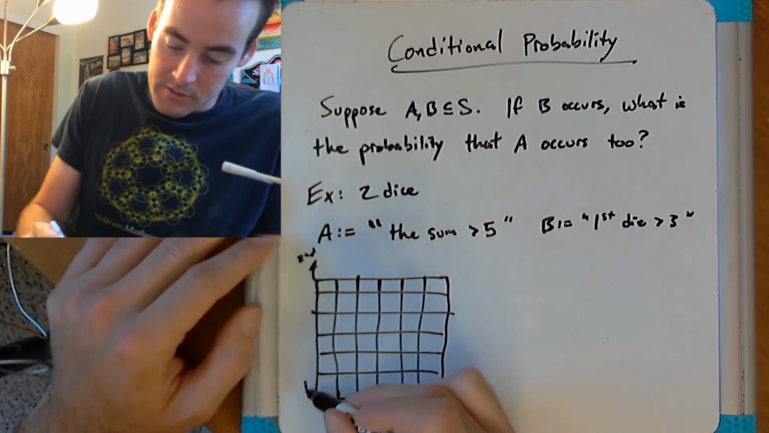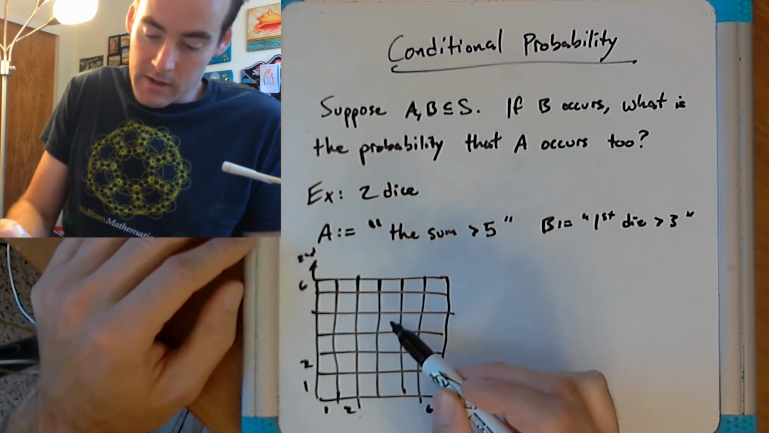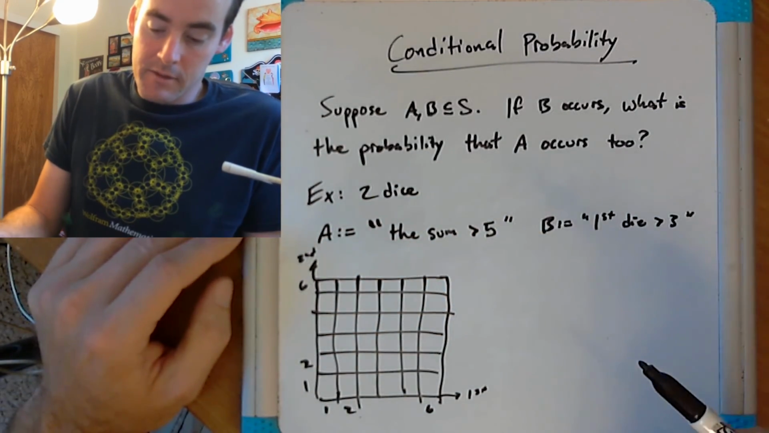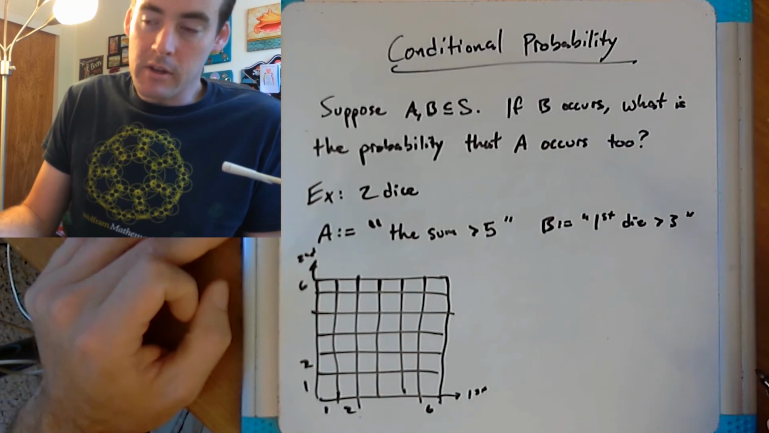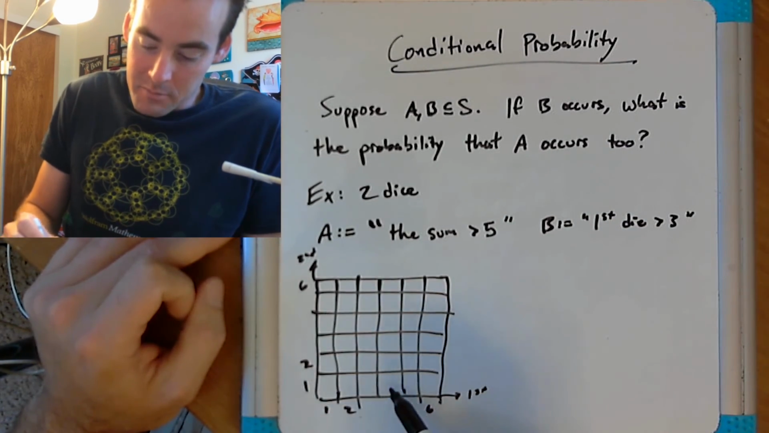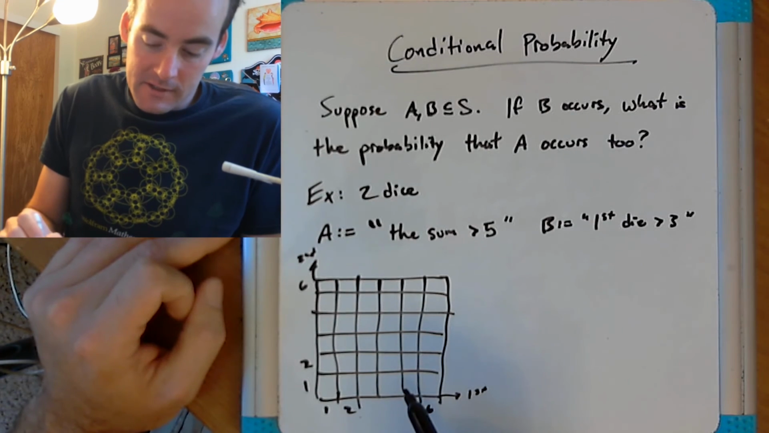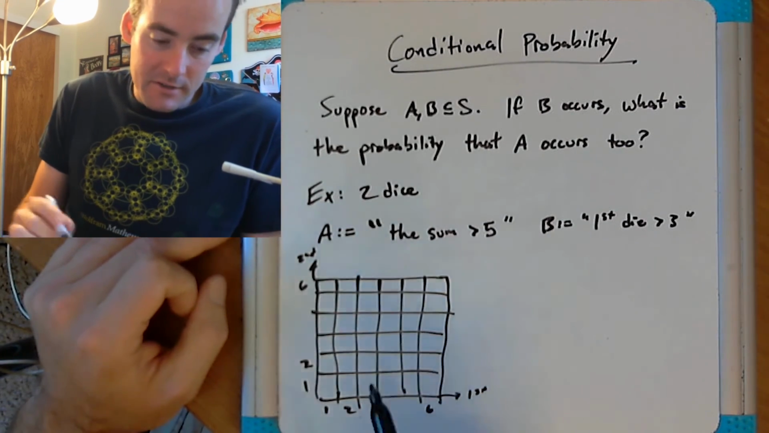This is the second die showing 1, 2, 3, 4, 5, 6. And every square in this 6x6 grid represents one of the outcomes. Because they're all equal outcomes, just to make my life a little simpler, the probability mass function maps every one of these squares to 1 over 36. Every one of these outcomes has an equal probability.